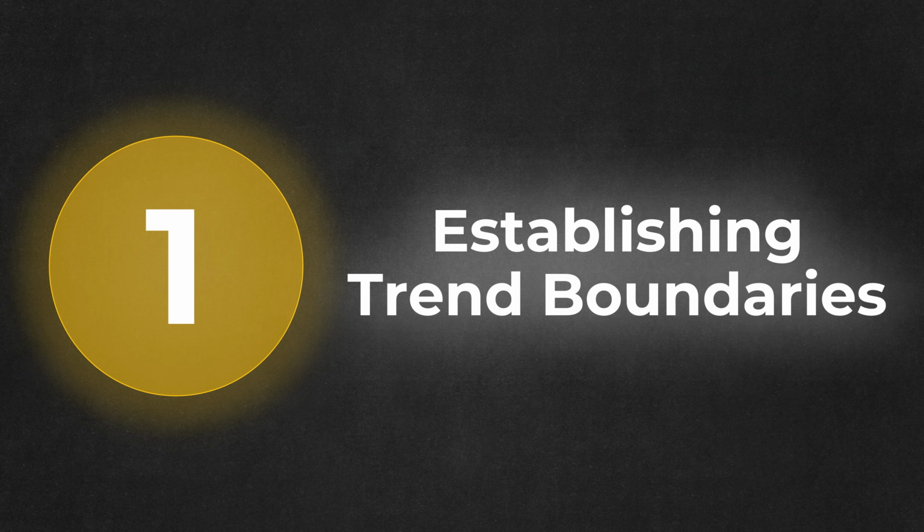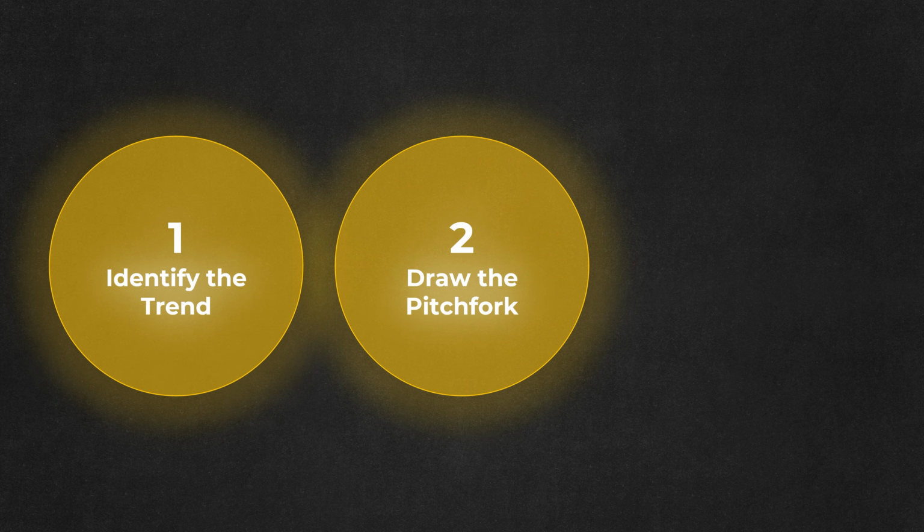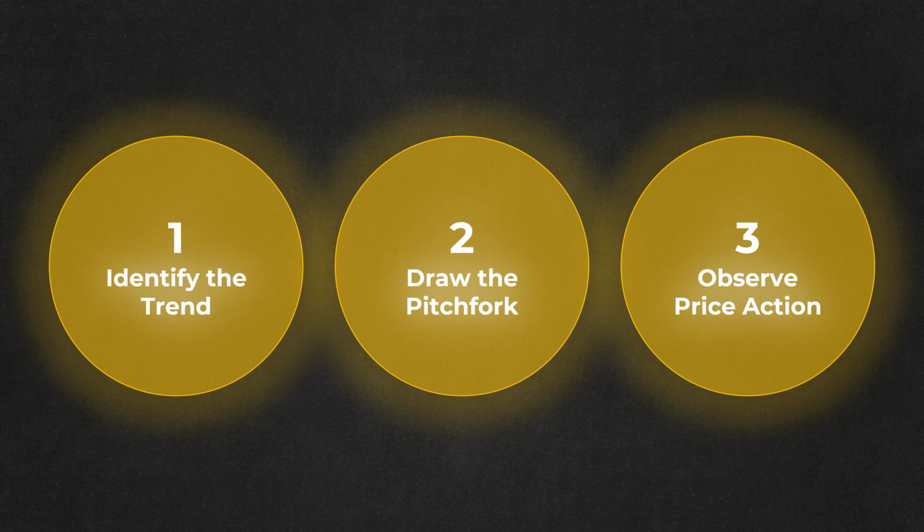Number 1. Establishing trend boundaries. Establishing trend boundaries using Andrews Pitchfork involves identifying the primary trend direction and then plotting the Pitchfork tool to capture the trend's essence. There are a few useful steps you can follow in order to do that. Number 1. Identify some sort of trend using phase analysis methods like Elliott wave, Dow theory, or Wyckoff. Number 2. Apply the appropriate Pitchfork type. Number 3. Analyze how price behaves in relation to the Pitchfork.